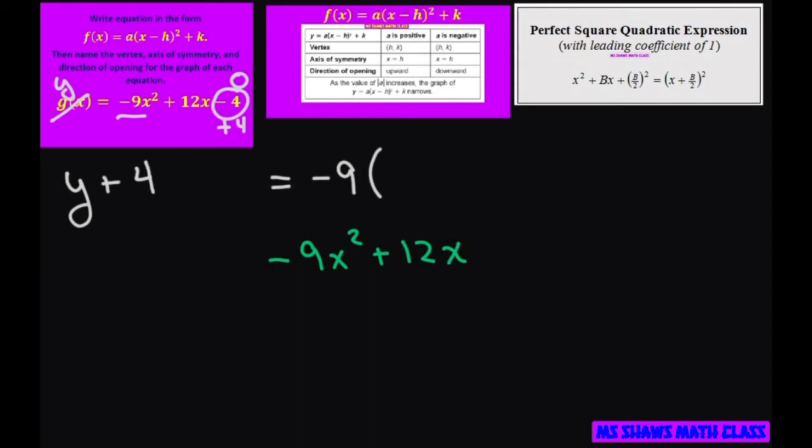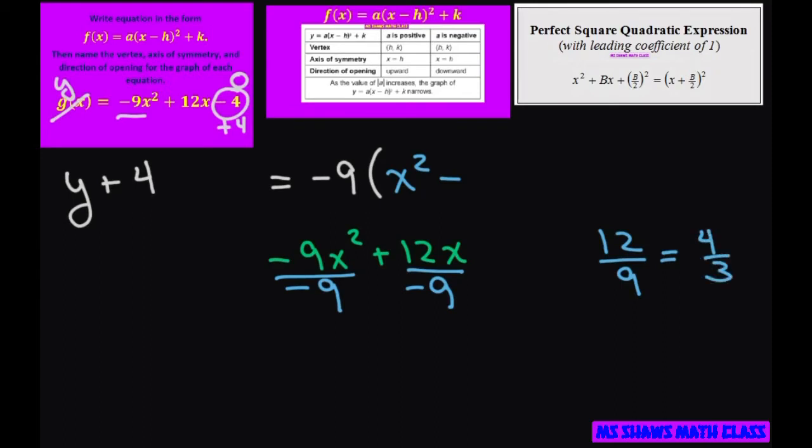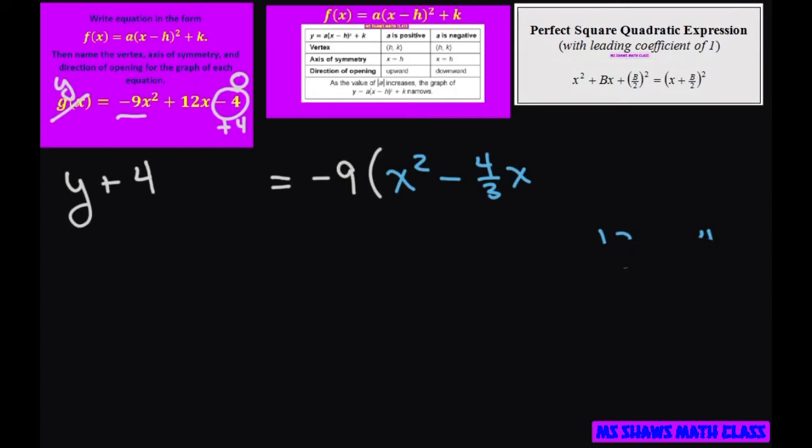If I divide both of these by negative 9, that's going to give me x squared here. And for here, I'm going to get negative, and 12 divided by 9 is going to be 4/3. So write 4/3 x. All right, so now that I factored out that negative 9, I'm going to complete the square.